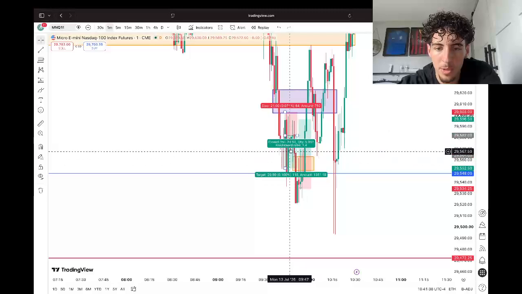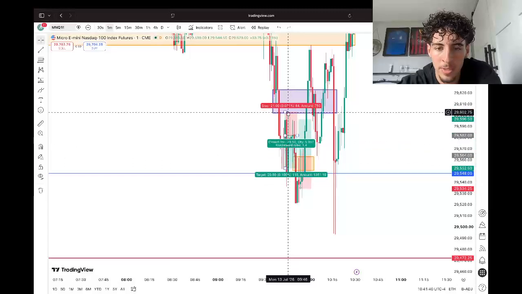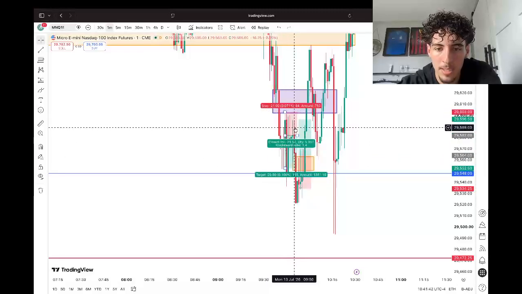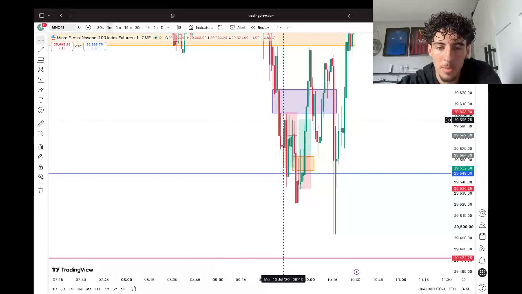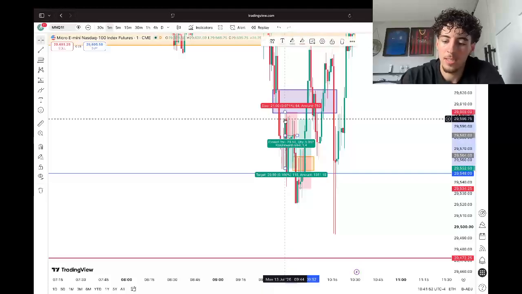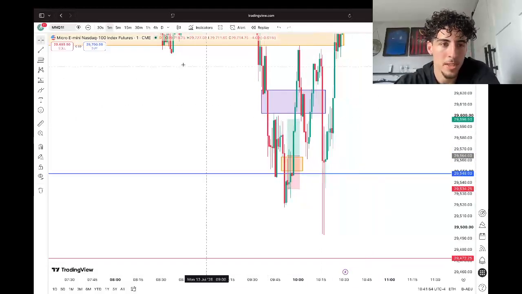We ended up hitting TP immediately, and then we did get close to my stop, but we did end up hitting TP with this candle in here. But yeah, this is the first trade on the day. Then we're gonna review the second trade.